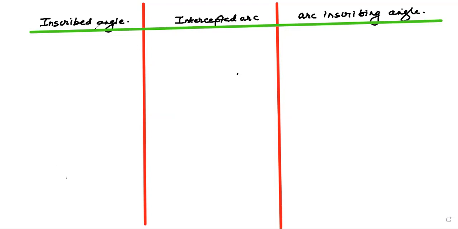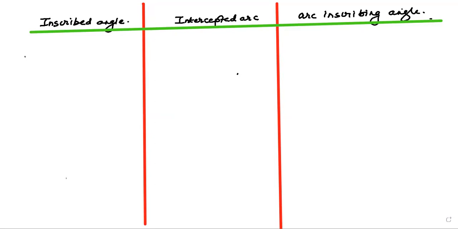Before going ahead with the theorems of the circle chapter, let us try to understand these three terms. Inscribed angle. What do you mean by inscribed angle? What do you mean by intercepted arc? And what do you mean by an arc inscribing an angle? Okay. So let us try to understand what do you mean by an inscribed angle first.